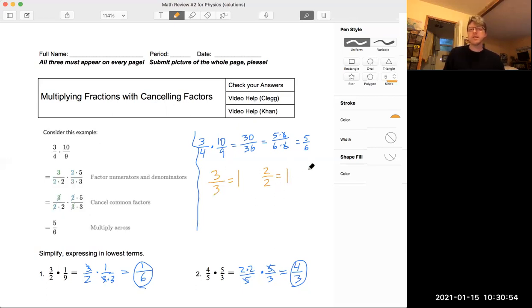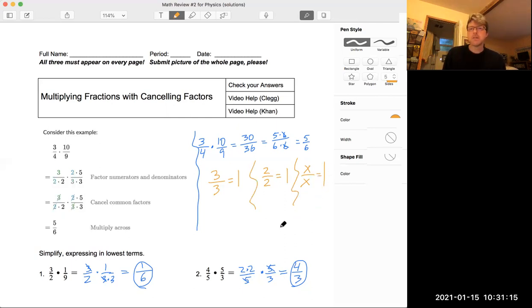So anything in the top and bottom, in fact, I'm even going to use the letter x. x in the numerator, x in the denominator. If they're both the same, that's equal to 1. These are getting a little too close together, so I'm going to separate them. So x in the numerator and denominator is equal to 1.